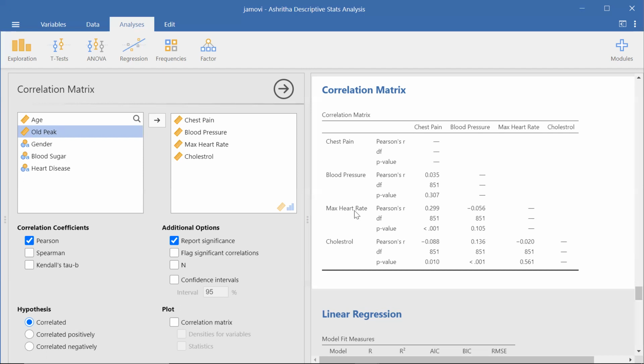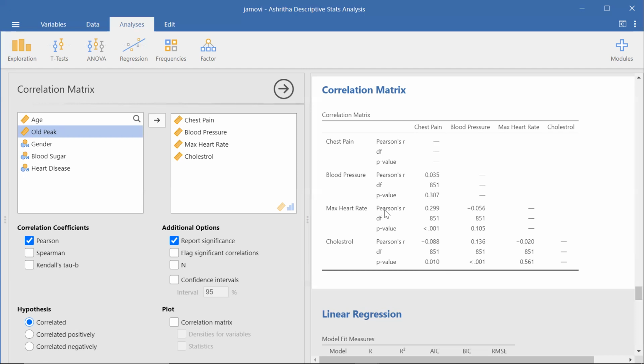Now let's skip to max heart rate and chest pain. Here the value of P is significantly less than 0.05, which indicates that there is a relationship between maximum heart rate and chest pain as we're accepting the alternative hypotheses.